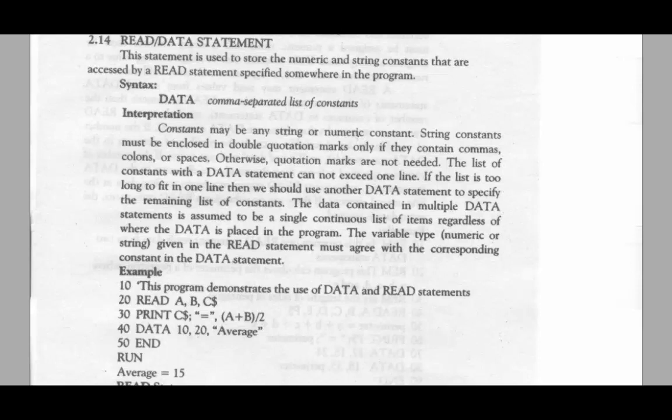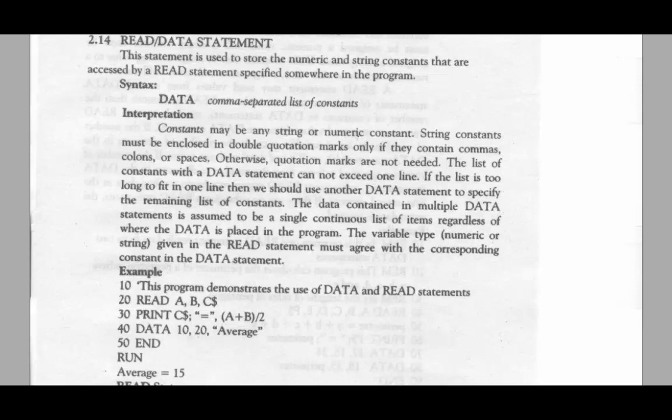The data contained in multiple data statements is assumed to be a single continuous list of items regardless of where the data is placed in the program. The variable type, numeric or string, given in the read statement must agree with the corresponding constant in the data statement. You can assign or record multiple constants at a time using the data statement. There is no need to assign them one by one. You can just use the data syntax and add the constants using commas.